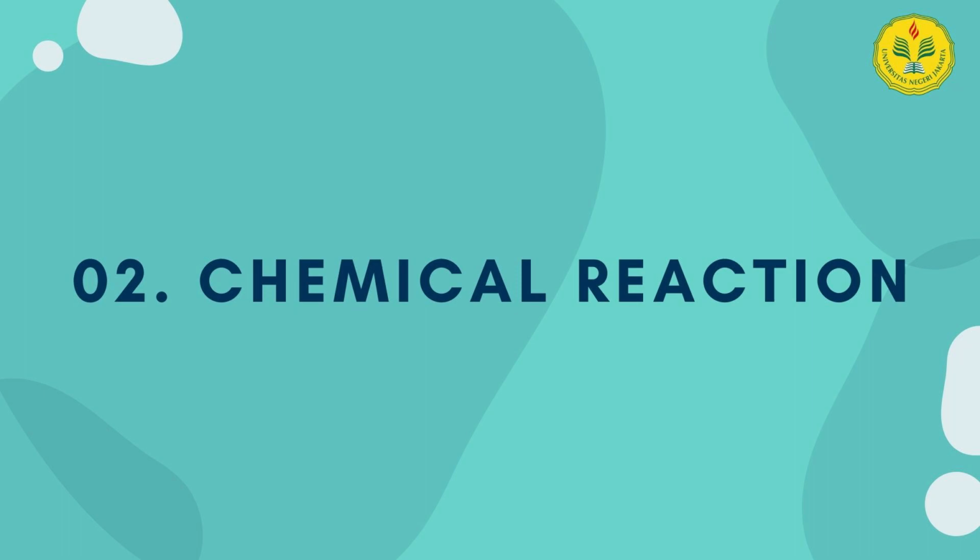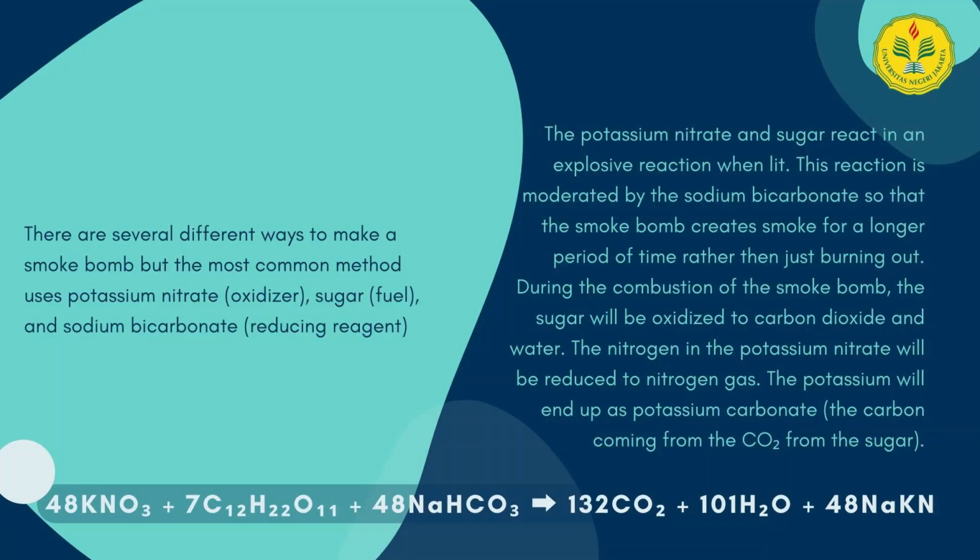Second, chemical reaction. There are several different ways to make a smoke bomb, but the most common method uses potassium nitrate as oxidizer, sugar as fuel, and sodium bicarbonate as reduction reagent. The potassium nitrate and sugar react in an explosive reaction when lit. The reaction is moderated by the sodium bicarbonate, so that the smoke bomb creates smoke for a longer period of time rather than just burning out.